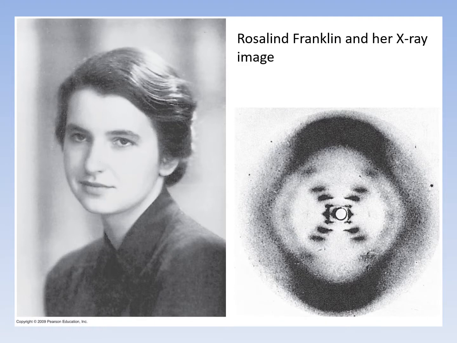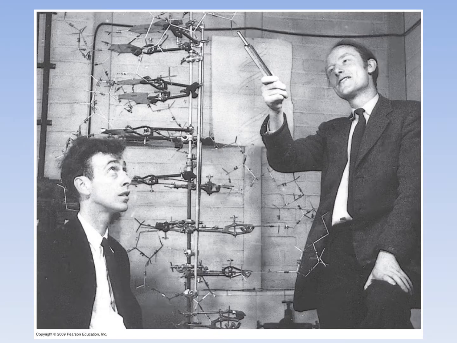And this is a picture of Rosalind Franklin here and her X-ray crystallographic image. And you can see on the X on this image that that was the information that they needed to be able to determine that it was a double helix structure. And this is Watson and Crick in front of a model of the DNA molecule.